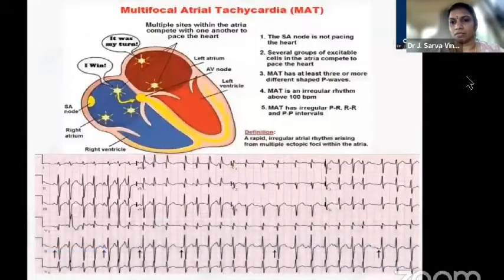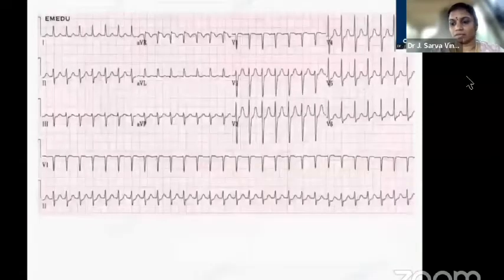So what is multifocal atrial tachycardia? Here, different sites in the atria generate impulses at different points of time. Depending upon where the impulse originates, the morphology of the P wave varies accordingly. So to label this as a multifocal atrial tachycardia, we should be able to demonstrate at least three different types of P waves in a patient with tachycardia.